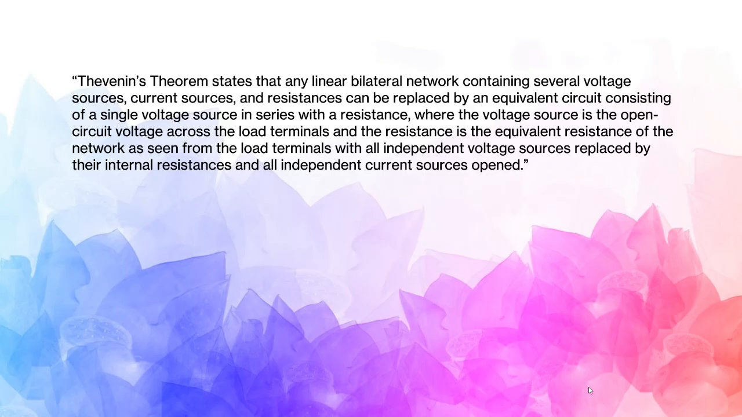Thevenin's theorem states that any linear bilateral network containing several voltage sources, current sources, and resistances can be replaced by an equivalent circuit consisting of a single voltage source in series with a resistance, where the voltage source is the open circuit voltage across the load terminals and the resistance is the equivalent resistance of the network as seen from the load terminals, with all independent voltage sources replaced by their internal resistance and all independent current sources considered as open circuit. So it's quite a long statement, and let me simplify it.